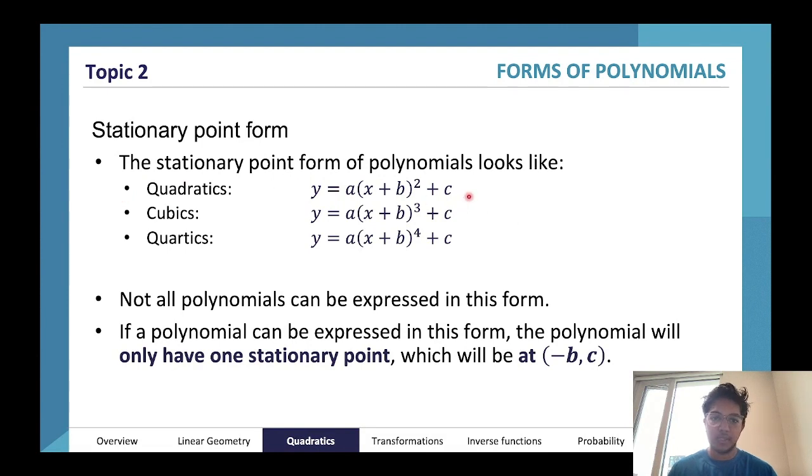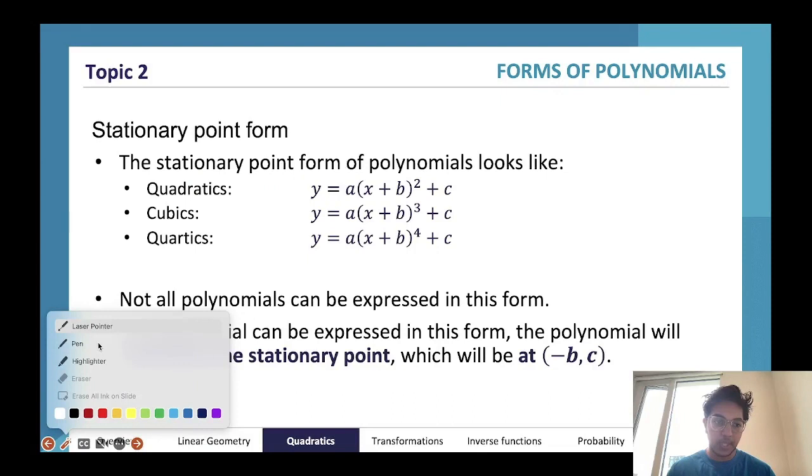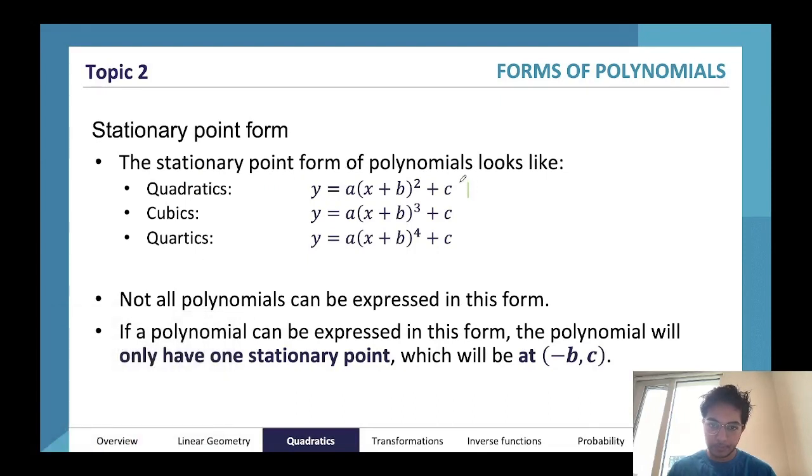Quadratics can always be expressed in this form. So for quadratics, this is going to be a turning point. For cubics, this is going to be those points of inflection I was talking about earlier, this stationary point of inflection. And for quadratic, that's again going to be a turning point.